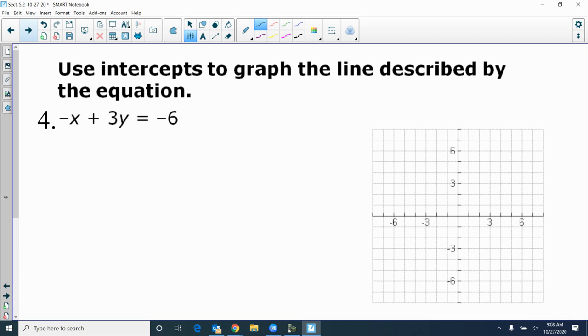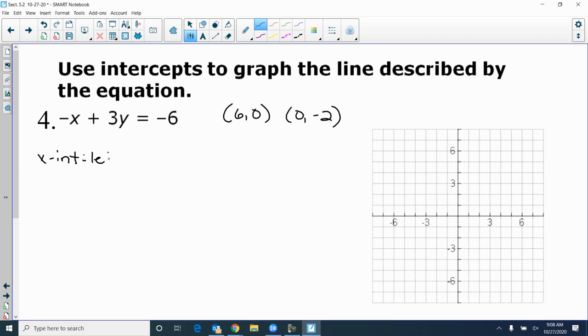All right, Morgan, what did you get for your intercepts? 6, 0. Okay, and what else? 0, -2. Okay, those are correct. You got those, you're correct. Now, the biggest problem is with the first one. I see a lot of people get -6.